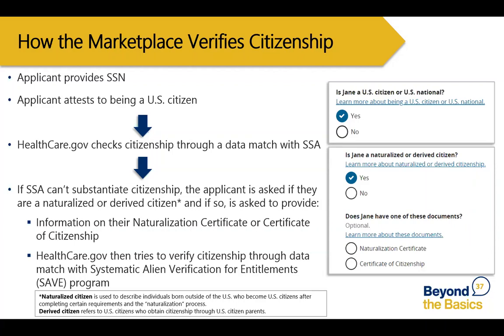If they need more, if they aren't able to substantiate the citizenship claim, then they will first ask if Jane is a naturalized or derived citizen, and Jane will say yes or no, right? If she says yes, then she will be asked to provide a naturalization certificate or certificate of citizenship and related numbers to those documents, okay? Next slide.